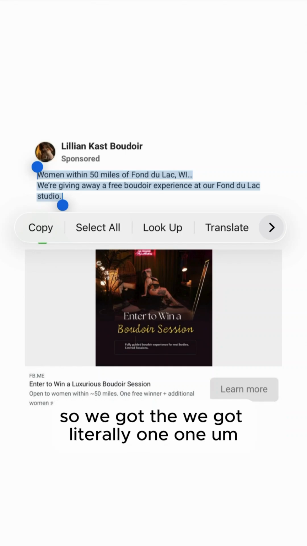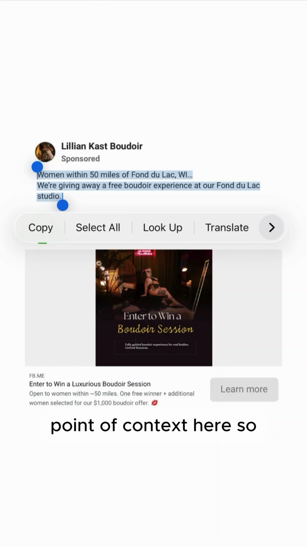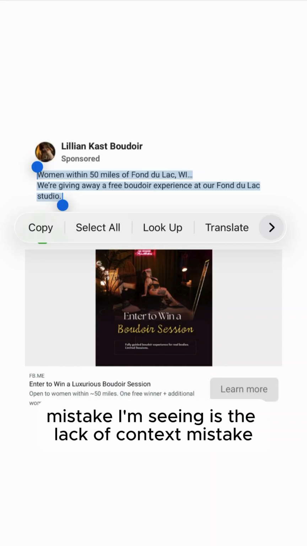All right, so we got literally one point of context here. So the mistake I'm seeing is the lack of context mistake.